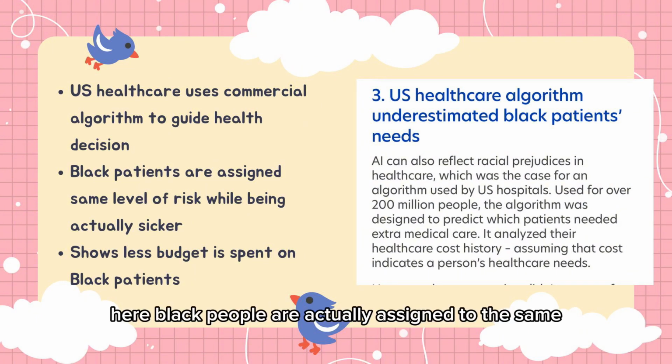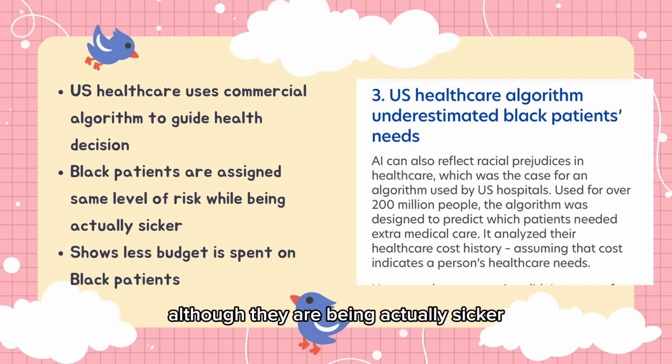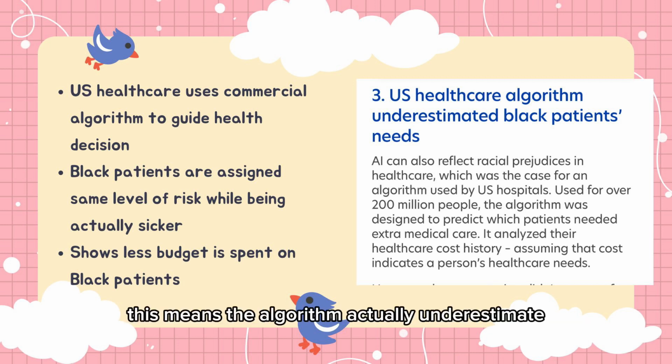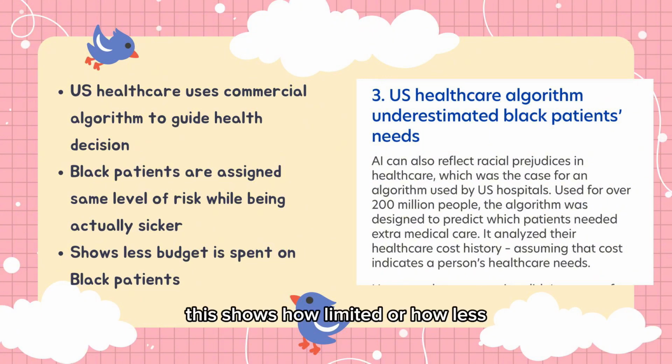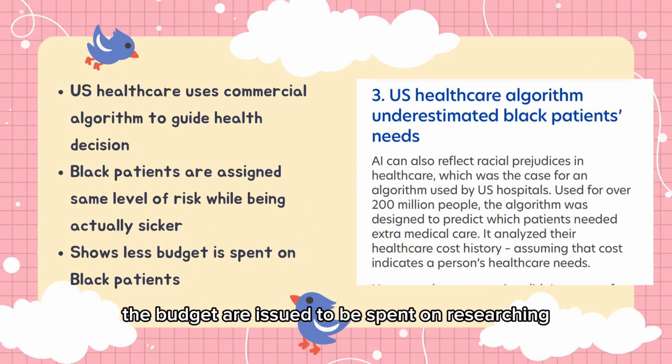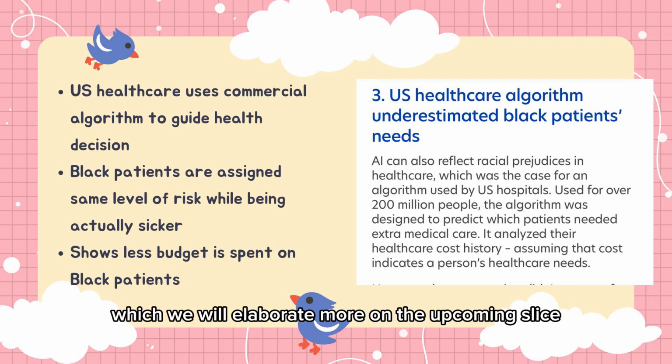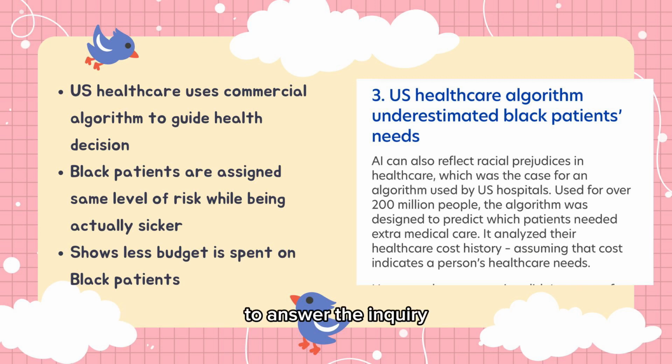Here, black people are actually assigned to the same level of risk, although they are actually sicker. This means the algorithm actually underestimates and did not cater fully to black patients' needs. This shows how limited the budget is that is issued to be spent on researching and improving more on black patients' treatments, which we will elaborate more on in the upcoming slides to answer the inquiry.